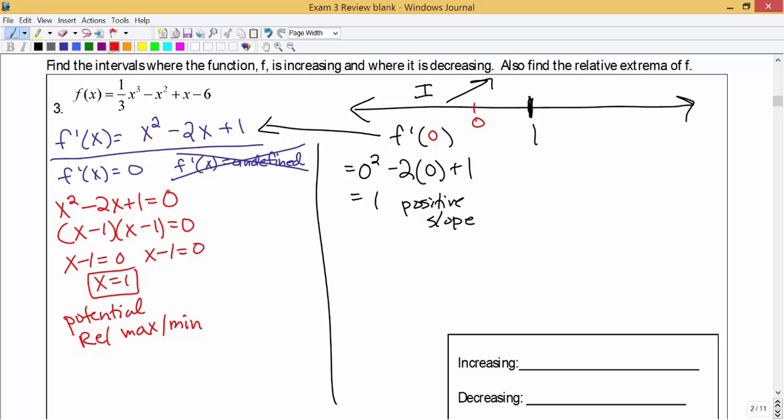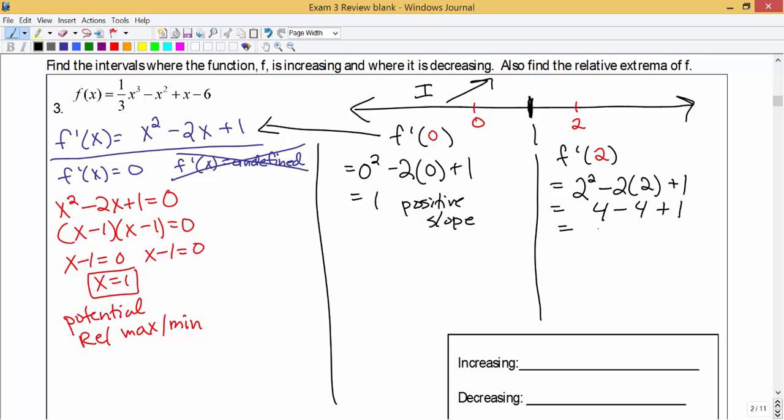And then on the right, we'll choose any value that we want. I'm going to choose 2. So we're going to find the first derivative at 2. We plug it into our derivative, so that's 2 squared minus 2 times 2 plus 1. We get 4 minus 4 plus 1. The derivative here is 1 as well. So this is a positive slope again, so we are also increasing to the right of 1.